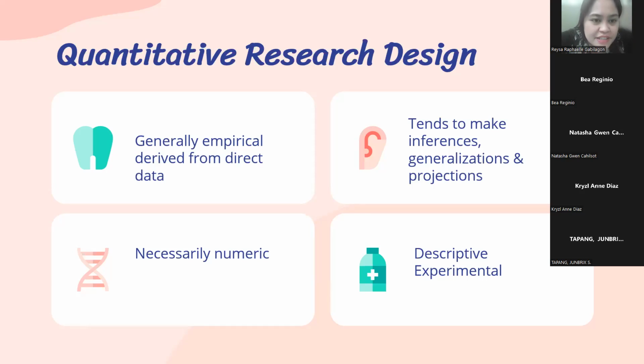So, let's move on to quantitative research design. Again, quantitative research design. This time, yes, we have numerical data. Nakita niyo sa screen, necessarily numeric ito. And our numerical data are actually empirical, meaning these are products of direct observation or direct investigation. Like we are really doing the experiment personally, or we are doing the investigation, or even the survey, tayo mismo yung gumagawa. So we have generally empirical data derived directly.